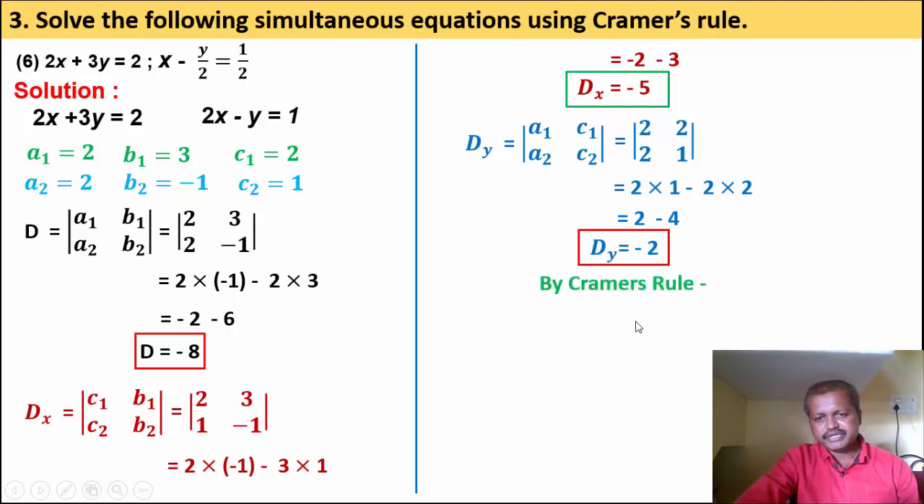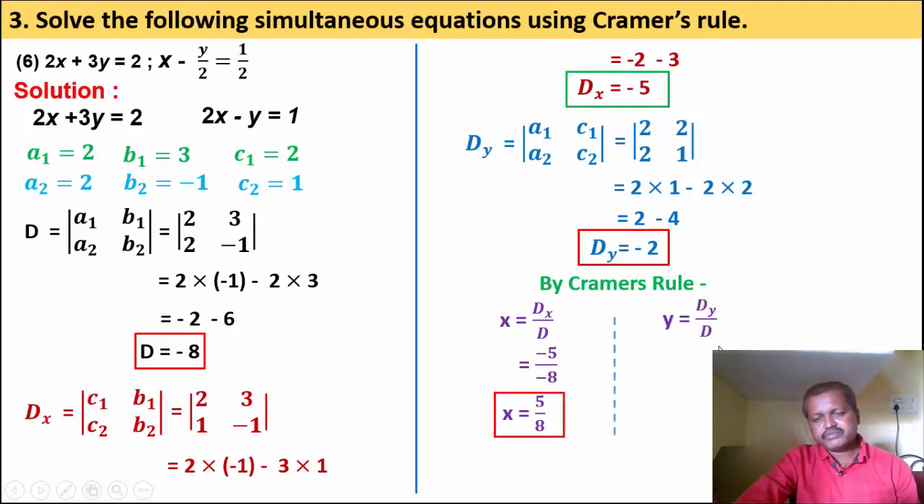Now using Cramer's rule, we write the value for x, that is dx upon d. So write the value for dx. dx is equal to minus 5 and d is equal to minus 8. So minus 5 upon minus 8. So right here x is equal to 5 upon 8 because minus minus becomes plus. So this is the value for x, 5 upon 8.